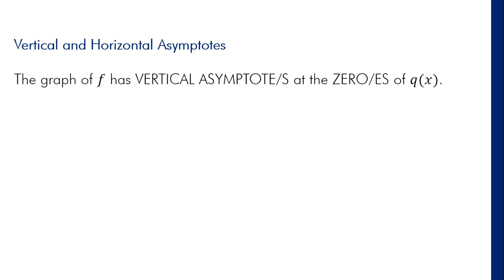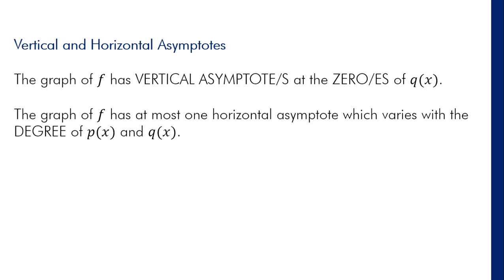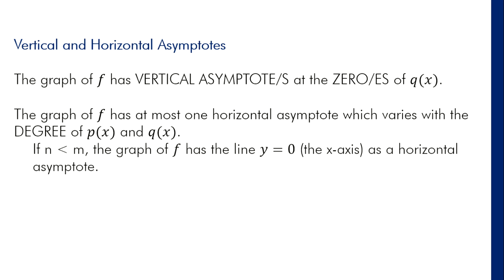Now, what's our rule when it comes to vertical and horizontal asymptotes? If we're going to find the vertical asymptotes, all we need to do is to look at the denominator of the given rational function and find the zeros of it. Okay? And then for the horizontal asymptote, we have three cases here. So we compare the degree of the numerator and the denominator.